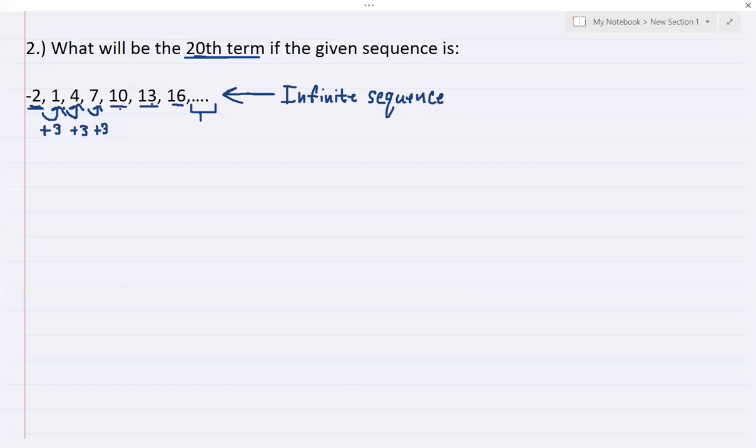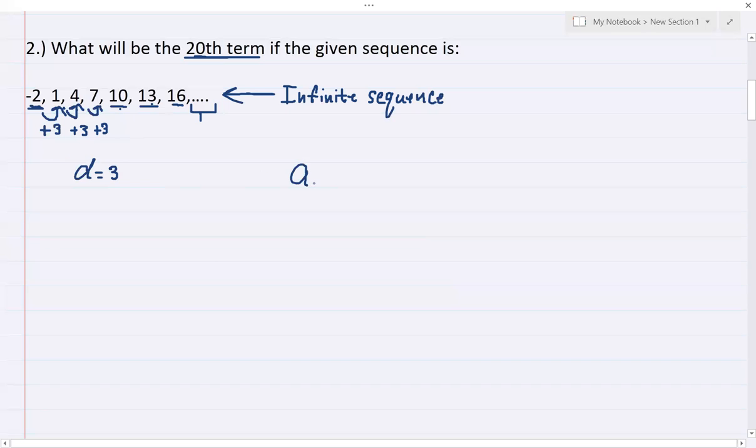If you go to the next term, you will add 3 to the previous term. So that means the common difference here is 3. That is your common difference. If that's the case, then we are going to use the arithmetic sequence formula.